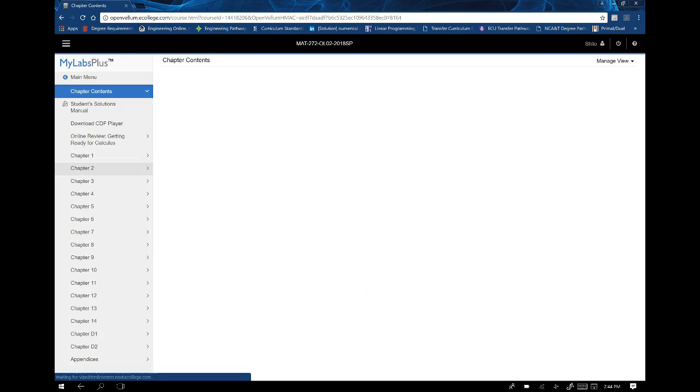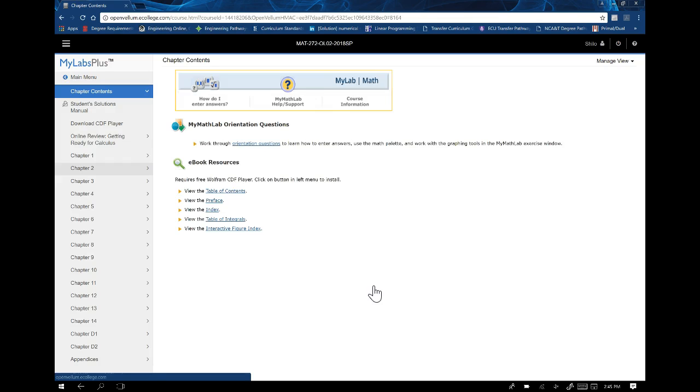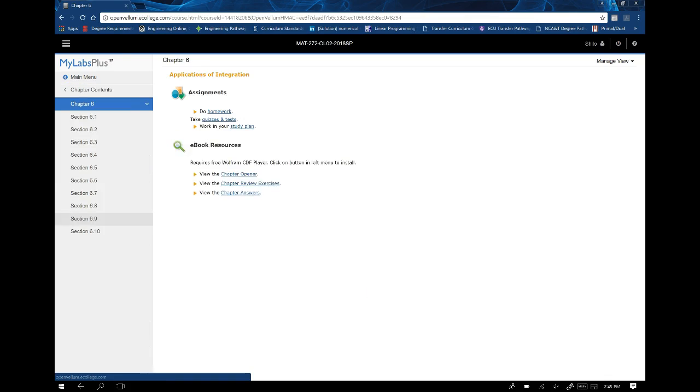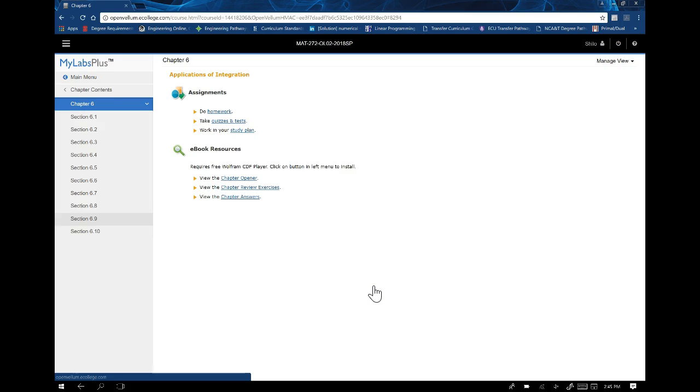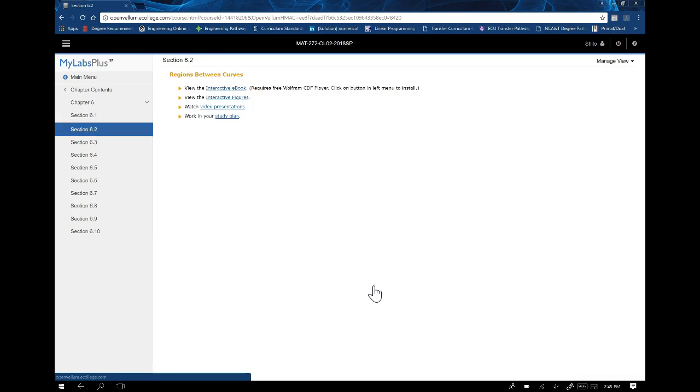Chapter contents. This is an e-textbook. So if you don't have a physical copy of the textbook, or you just don't have it on hand, and you want to read a specific section of the textbook or look up a specific formula, you can look something up. So we just finished section 6.2. So right here at the top, view the interactive ebook.